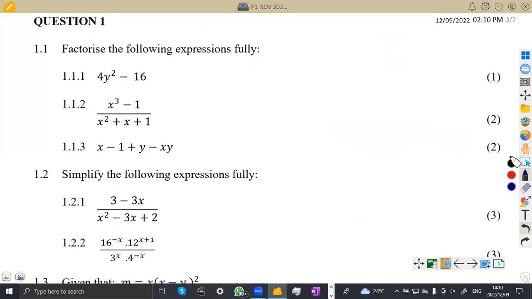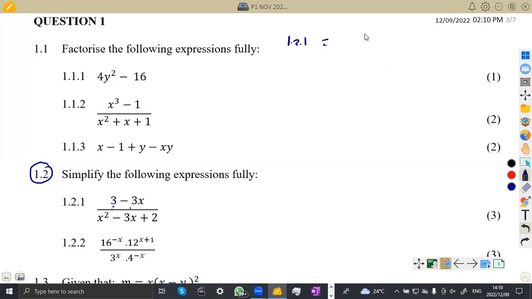On 1.2, we're given to simplify the following expressions fully. So it's just simplification. So what are we required to do on 1.2.1? So we've got part of factorization there. So here we can factor out the 3. It's common here.